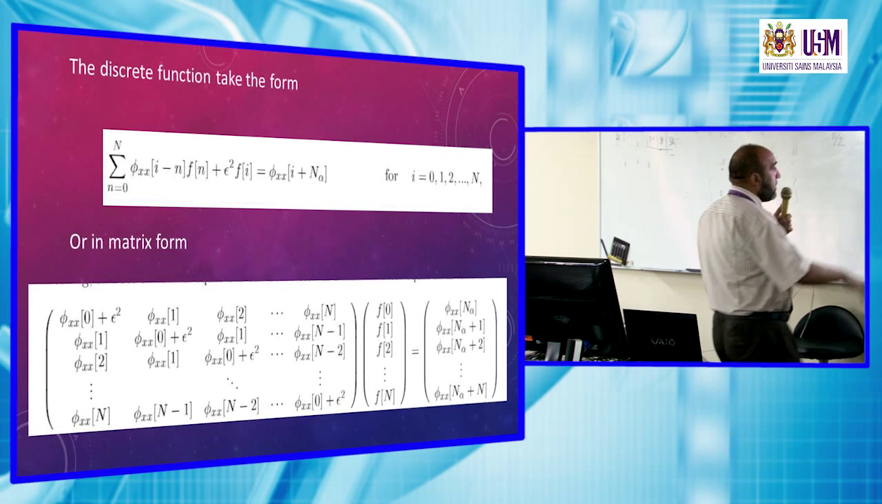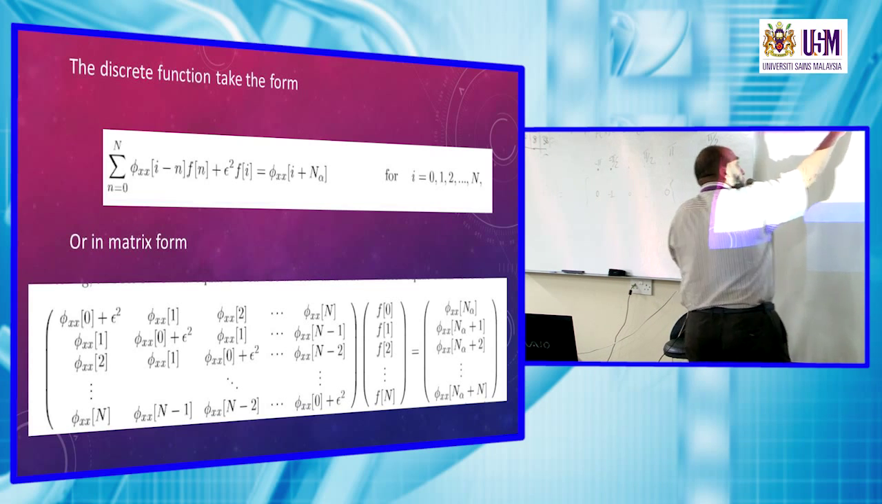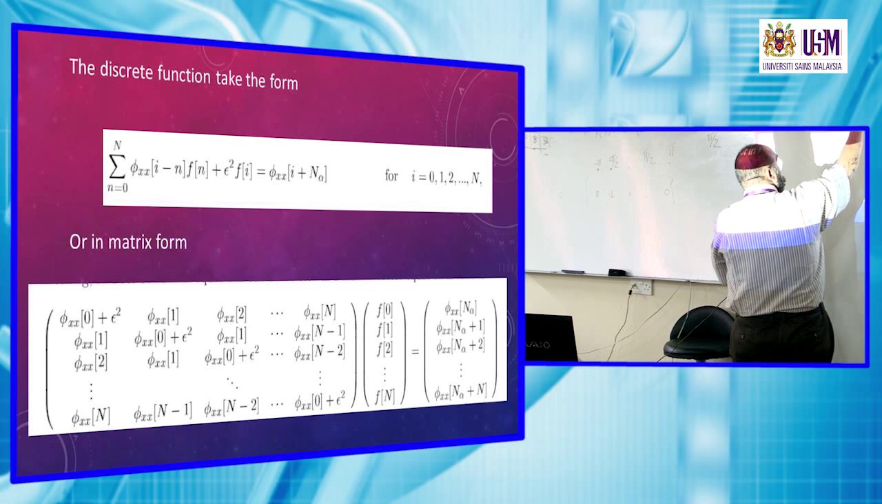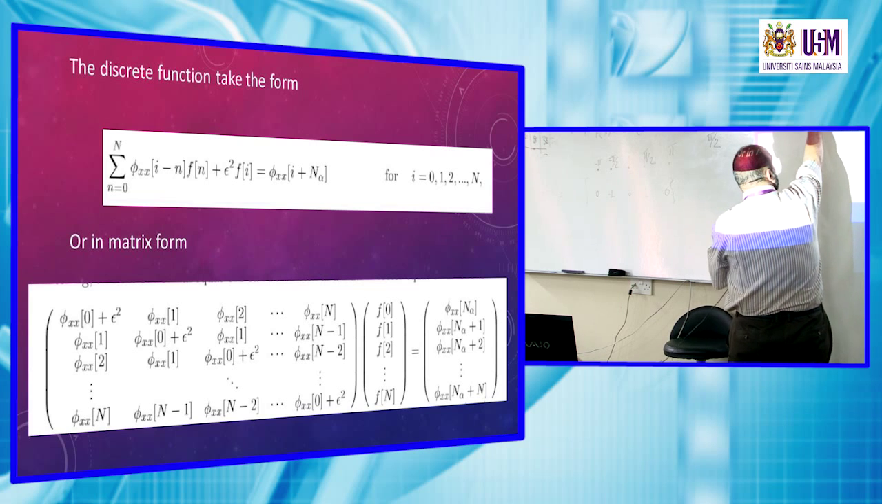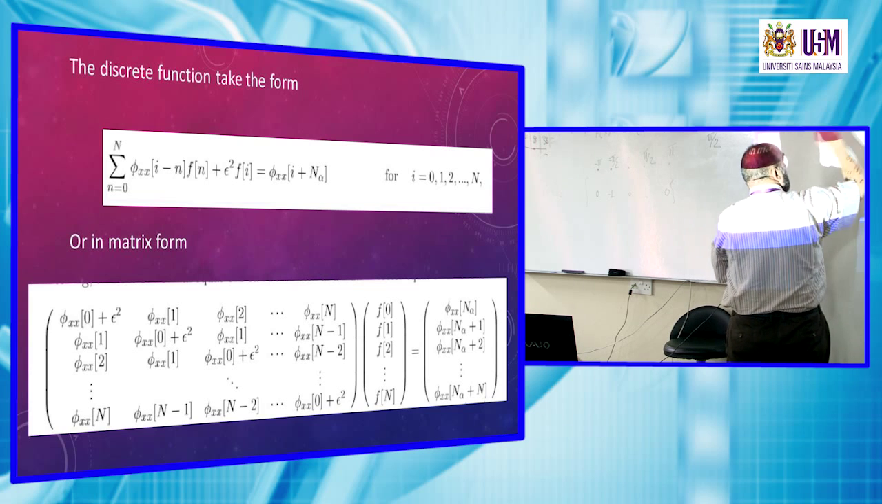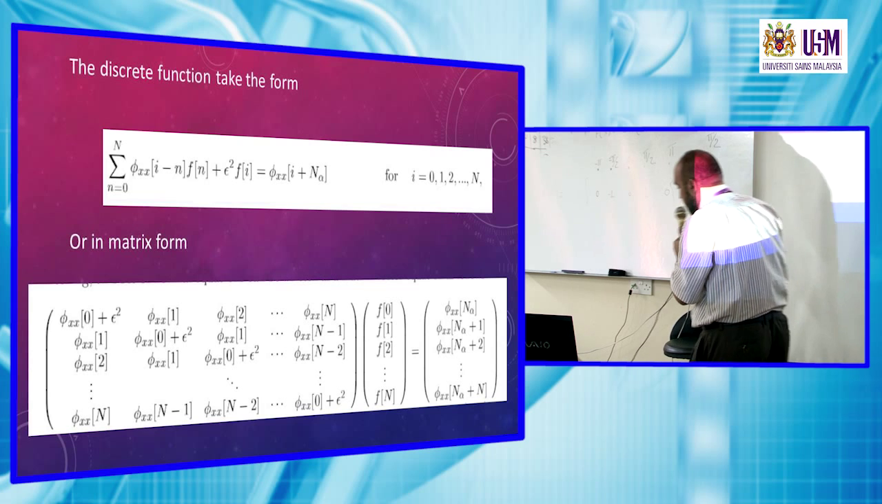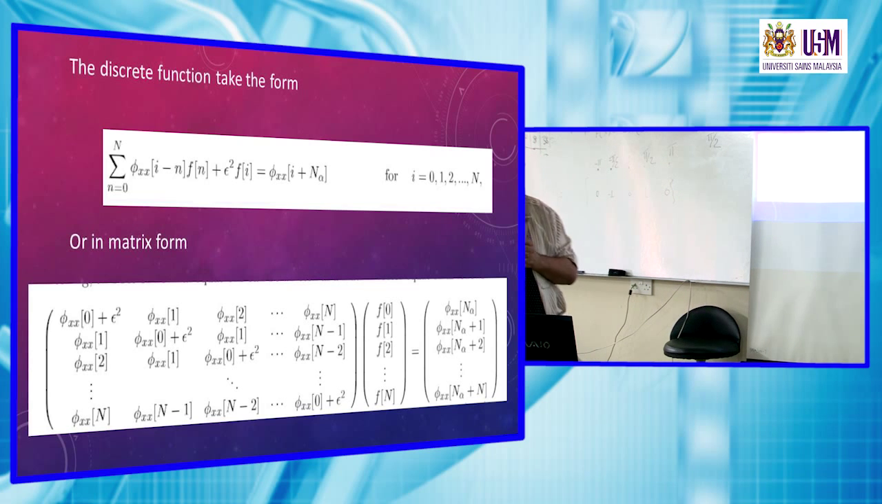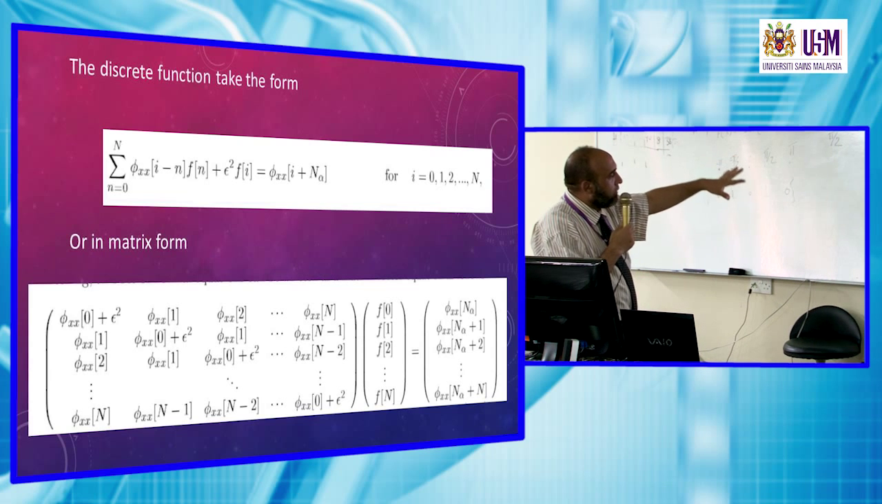Phi xx of I minus n times f of n plus epsilon square f of I, all this under this one, this part only under the summation, because this represents the stabilization term, and equals f of xx of I plus n alpha. Okay? This discrete form can be written here in matrix form.